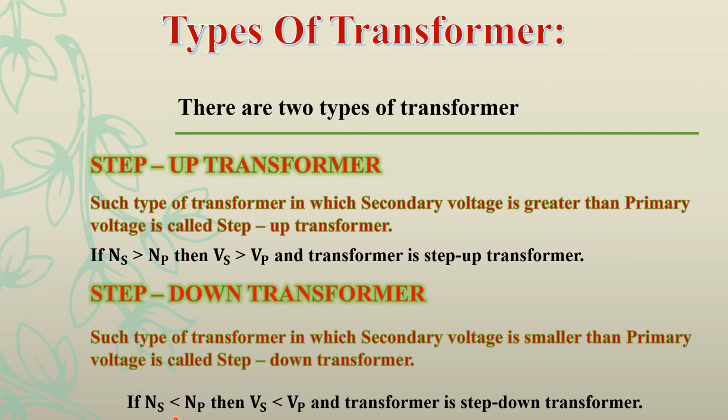So if the number of turns of the secondary coil is less than the number of turns of the primary coil, then the secondary coil voltage will be less than the primary coil voltage, and the transformer is a step down transformer. So in output we'll get less voltage as compared to input.